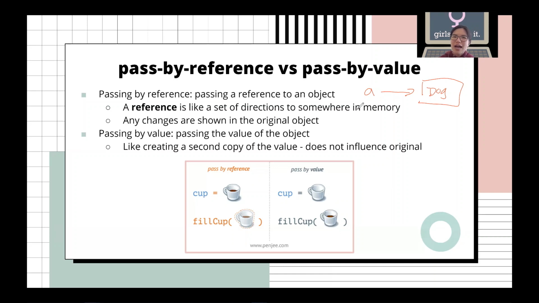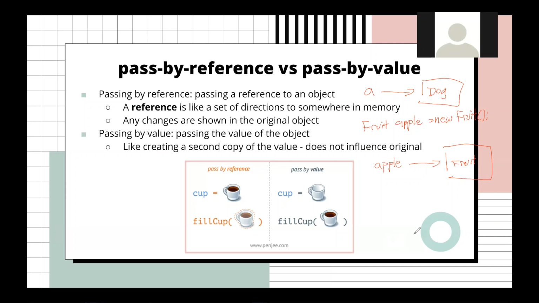So if I have Fruit apple equals new Fruit, in memory what that'll look like is that I have this variable called apple, but it points to the actual Fruit object that it's supposed to be referring to. And the difference in that is, sorry, you got a question? It's okay. Feel free, if this is sort of confusing, to just interrupt and ask.